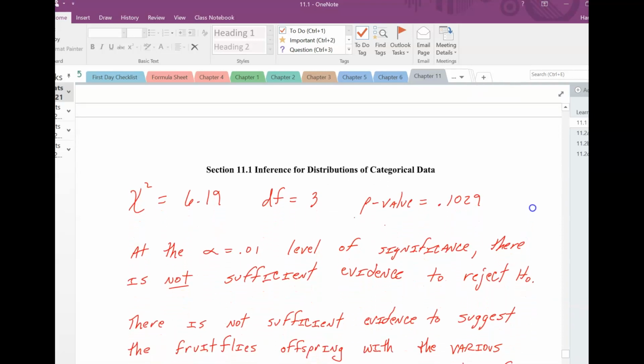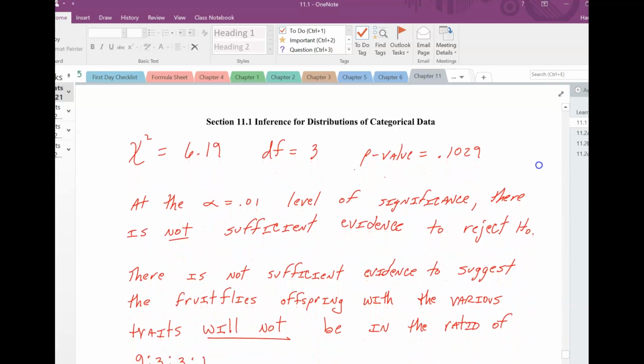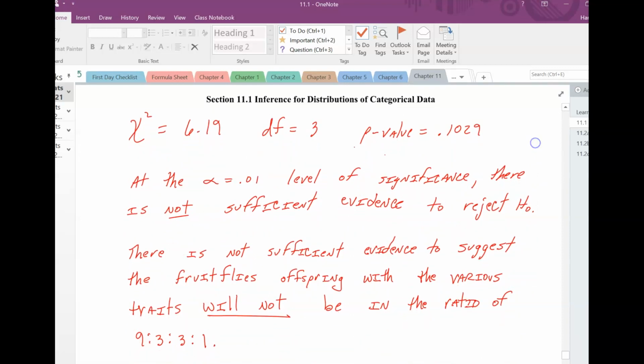So at the 0.01 significance level, this is not enough evidence to reject. So we failed to reject the null hypothesis. There is not sufficient evidence to suggest the fruit fly offspring with the various traits will not be in the ratio 9 to 3 to 3 to 1. Now remember, we're never proving the null hypothesis is true, so we're not saying that it's definitively true. We're just saying that this particular sample did not give us evidence to disprove it.